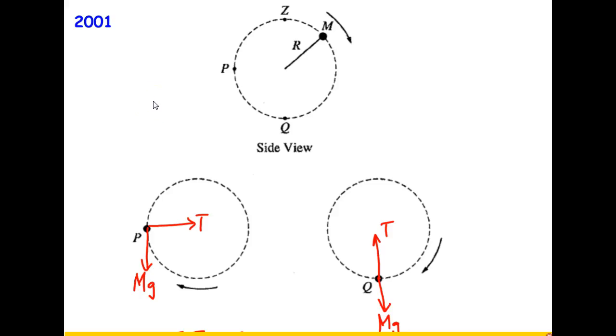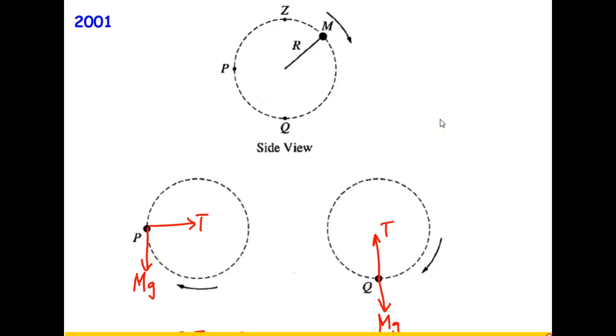Next, the free response question from 2001. A ball of mass big M is attached to a string of length big R and negligible mass. The ball moves clockwise in a vertical circle as shown above. When the ball is at point P, the string is horizontal. Point Q is the bottom of the circle, and point Z is the top of the circle. Air resistance is negligible. Express all algebraic answers in terms of the given quantities and fundamental constants.